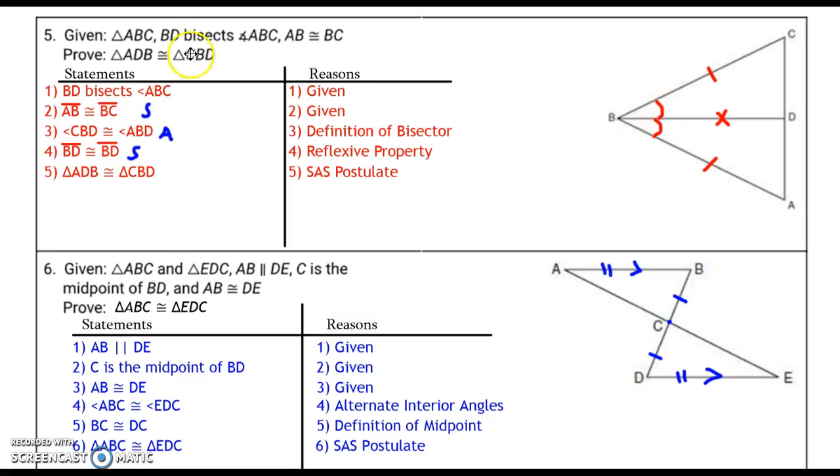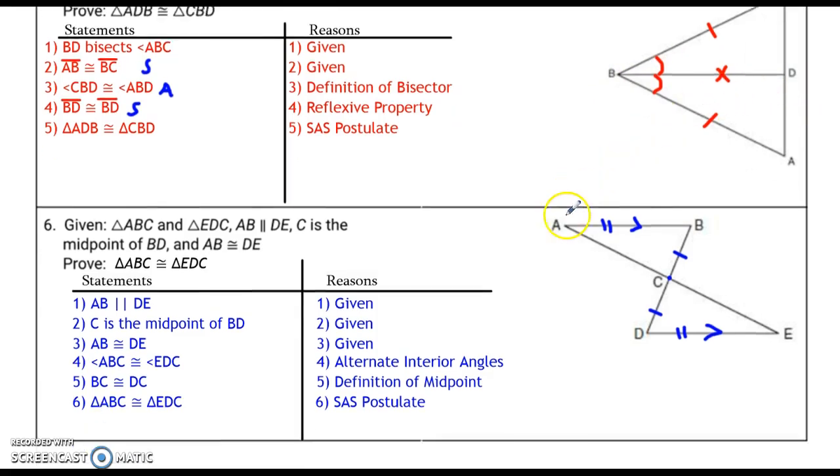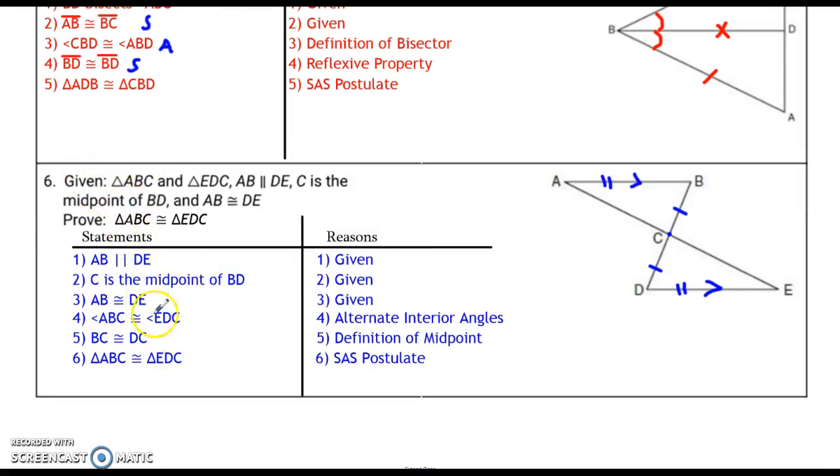That angle is there because of the definition of bisector. Notice we have bisect here. And then the last part is the side. Here we use the reflexive property because this side is shared between 2 triangles. Shared means reflexive.